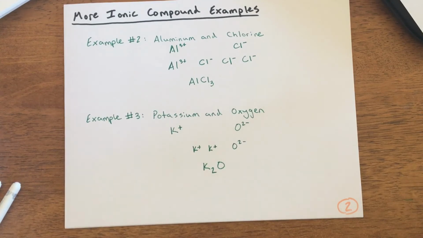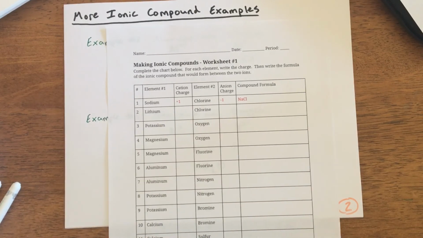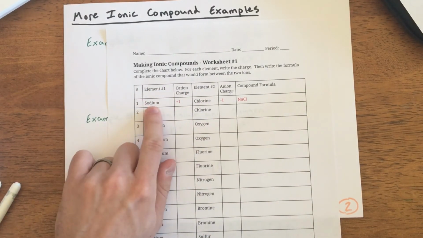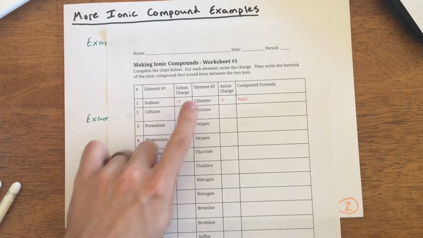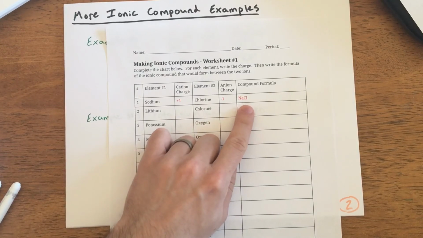Okay, here's what your worksheet looks like for today. It's called Making Ionic Compounds Worksheet number 1. So I'm going to give you 2 elements. I'm going to make it simple for us. We're going to make the cation element number 1 and the anion element number 2. Sodium has a +1 charge, just like in our example. Chlorine has a -1 charge, just like in our example, and then we're going to write the compound formula.